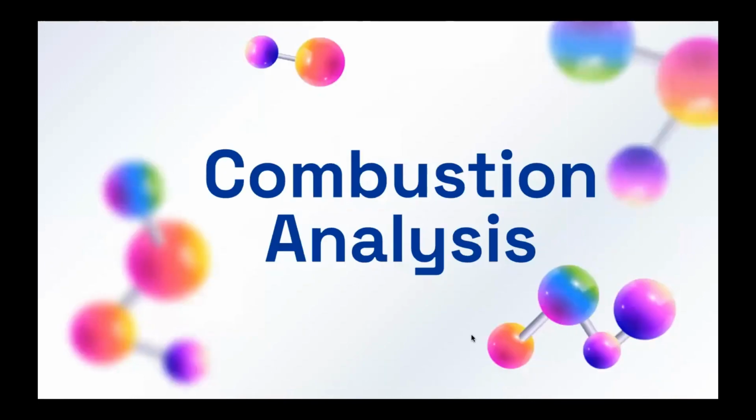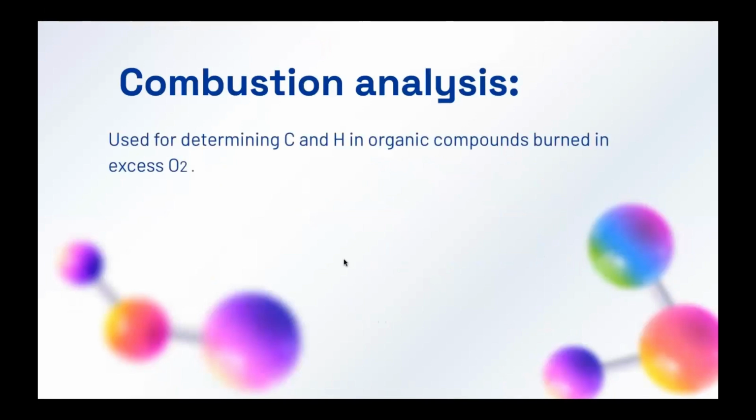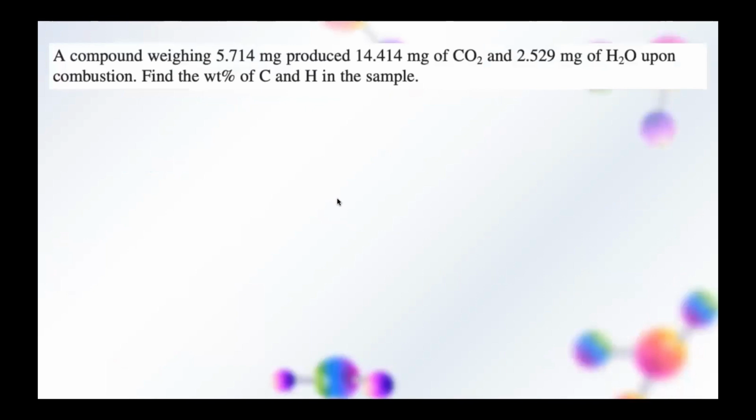Now let's go on to our last topic, combustion analysis. Combustion analysis is used for determining carbon and hydrogen in organic compounds burned in excess oxygen. So here is an example problem. A compound weighing 5.714 milligrams produces 14.2014 milligrams of carbon dioxide and 2.529 milligrams of water upon combustion. Find the weight of C and H in the sample.